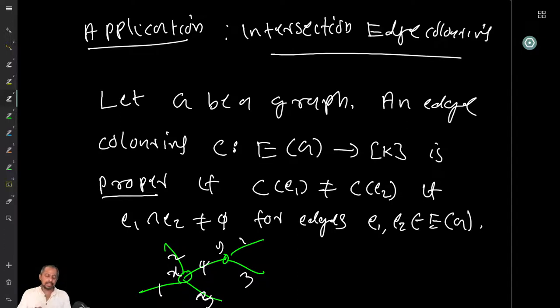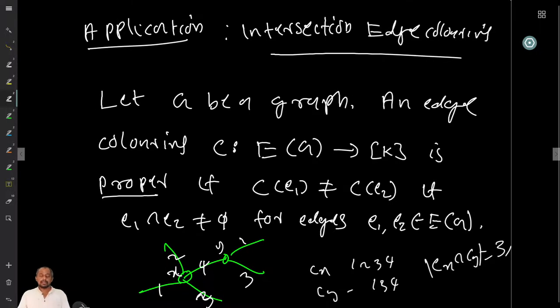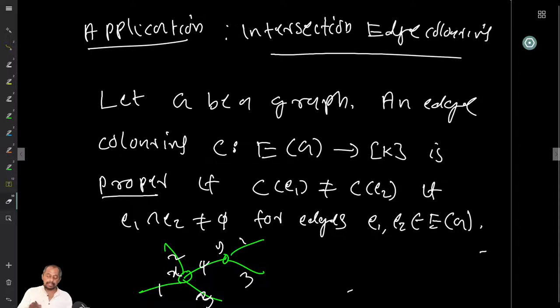So if I look at XY, what can I say about C of X and C of Y, right? C of X is the set {1, 2, 3, 4}, right? And C of Y is the set {1, 3, 4}, right? So what is the intersection C(X) ∩ C(Y)? It is {1, 3, 4} again. So the cardinality of C(X) ∩ C(Y) is equal to the cardinality of {1, 3, 4}, which is 3, right? So the intersection is 3, right? For this edge.